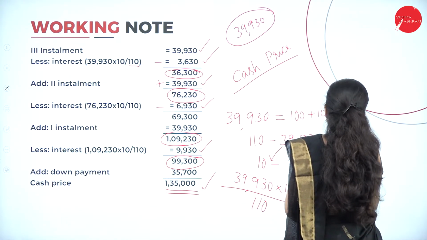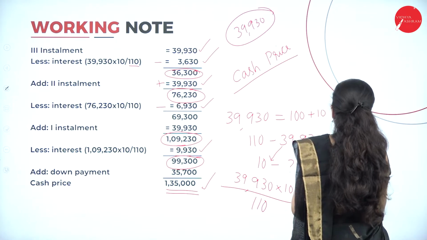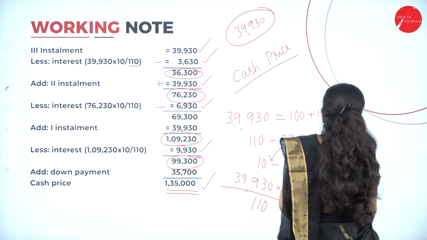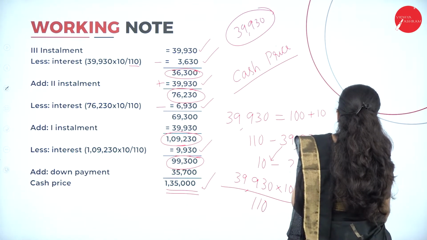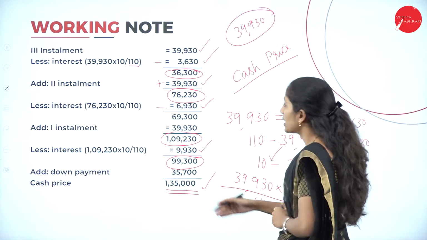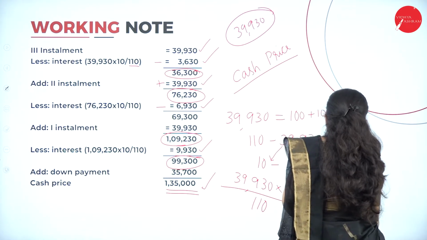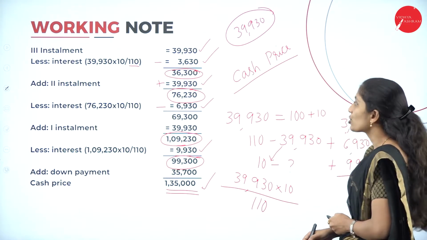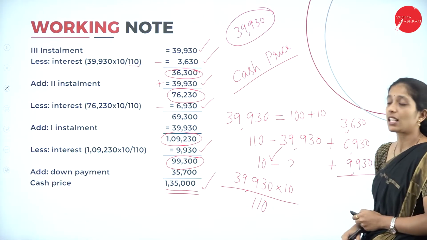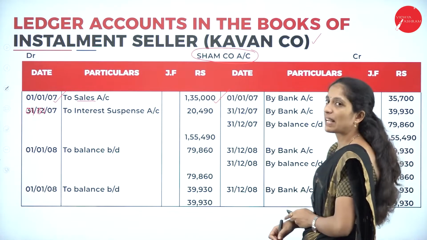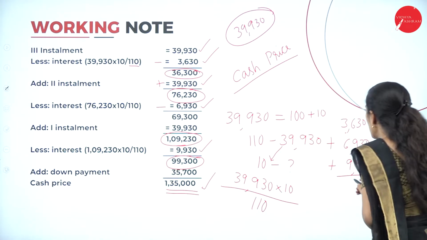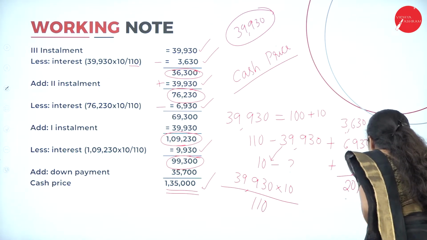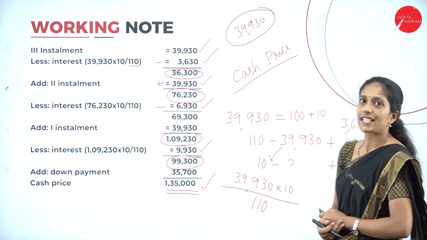That is 3,630, plus what is second year interest? That is 6,930, plus what is first year interest? That is 9,930. So if you add all these interest, this amount has to be transferred to interest suspense account, that is 20,490. So 20,490 has to be transferred to interest suspense account.